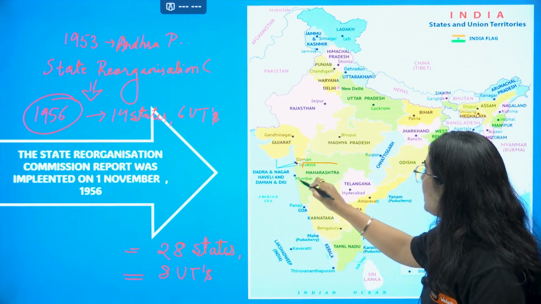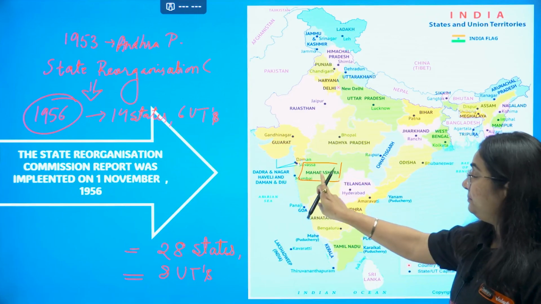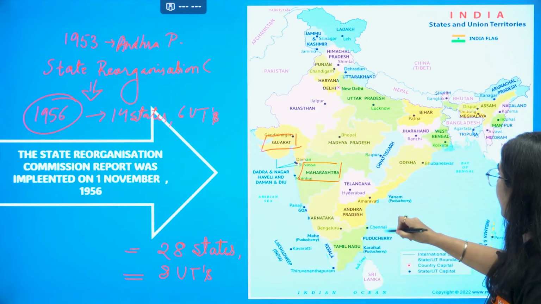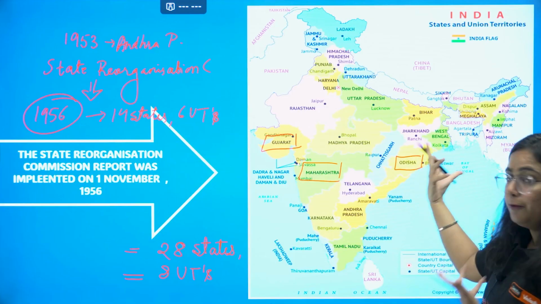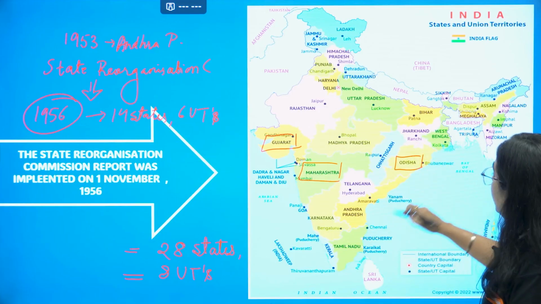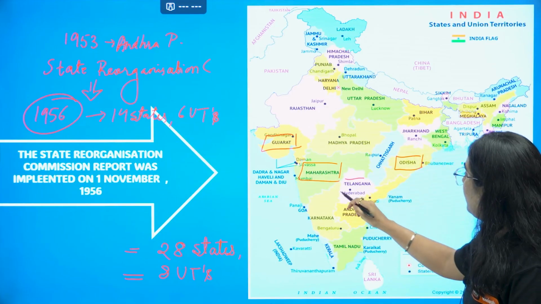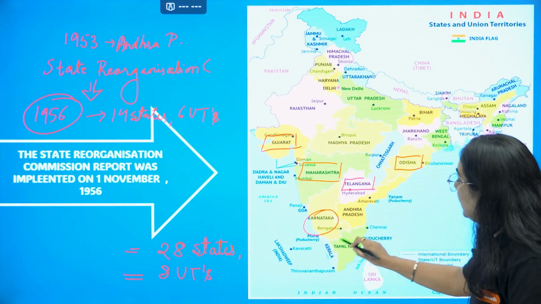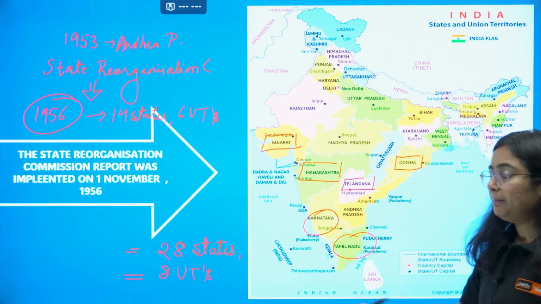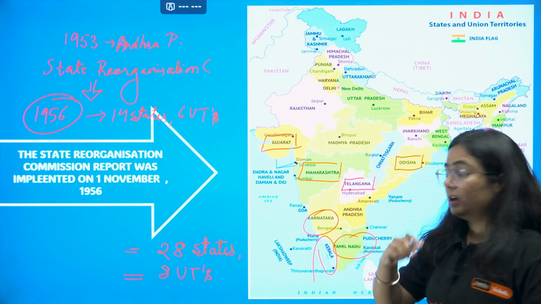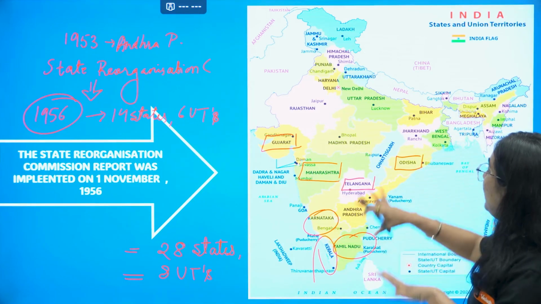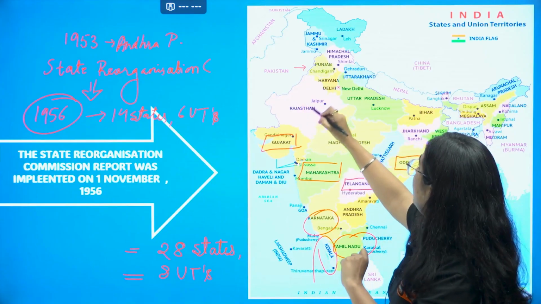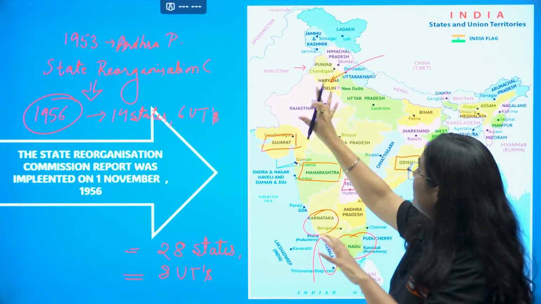Like you can see Marathi people speaking in Maharashtra, Gujarat for Gujarati people, Odisha for Odia people. You can see that Telugu people have Telangana. We can see Karnataka for Kannada, Tamil Nadu for Tamil people, Kerala for Malayalam people. But there are certain states like Punjab for Punjabi, Haryana for Haryanvi.